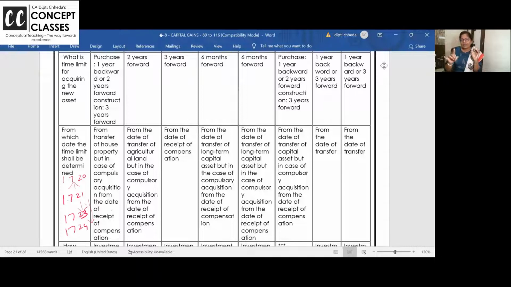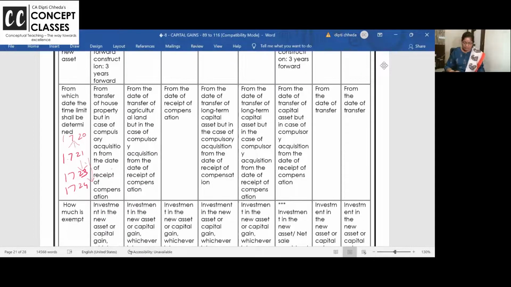Is compulsory acquisition a transfer? Yes. Have we done the special concept, special class? Yes. Now what to do? अब क्या करें? तो अब क्या करेंगे? When we are doing like this, 21, 22, then from that date. But if the government acquired in 2018 but paid you the money in 21, so from 21 to 23, 21 to 24, you have time to invest.